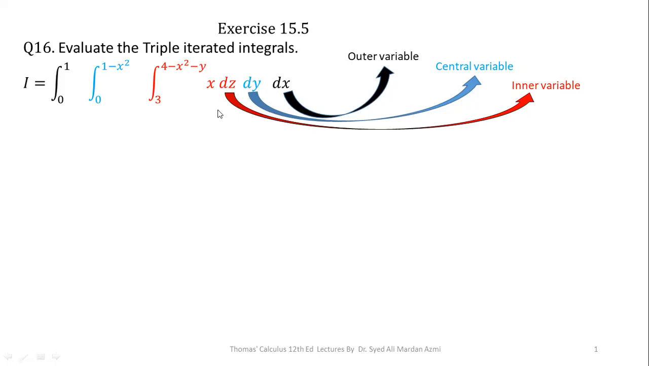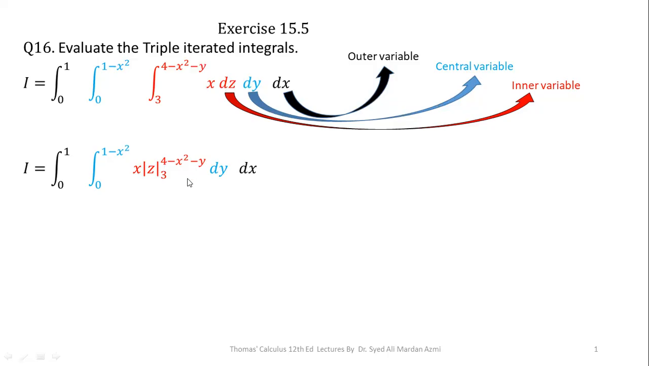Now, one more important thing: in multivariable calculus, whether you are doing partial derivatives or multiple integrals, when you are working with respect to one variable, other variables will behave like constants. So if I have to integrate x with respect to z, this x is constant and we will integrate dz. So the first step is x into z for the limit 3 to 4 minus x squared minus y.